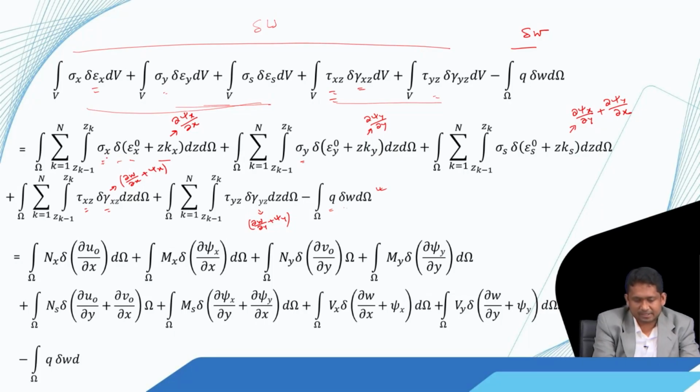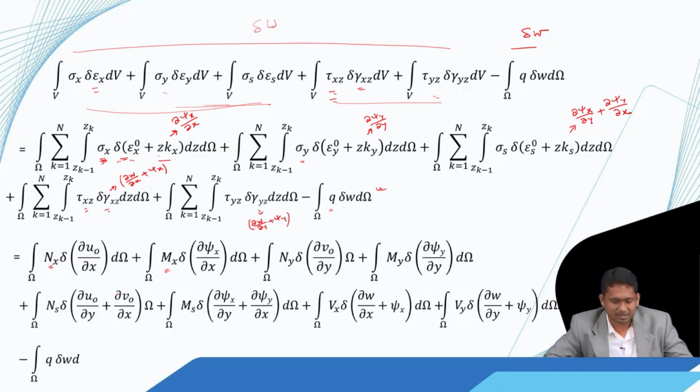Now, if I look at this term, sigma x multiplied by delta of epsilon x 0 and integrate, sigma x gets integrated over the thickness and summed up, and that gives me n x. Similarly, sigma x multiplied by z into variation of kappa x gets integrated, and that gives me m x. So, here we have m x into variation of del psi x by del x integrated over the surface. Previously we had a negative sign here in the classical laminate theory, because psi x was equal to minus del w by del x, but here the definition has changed.